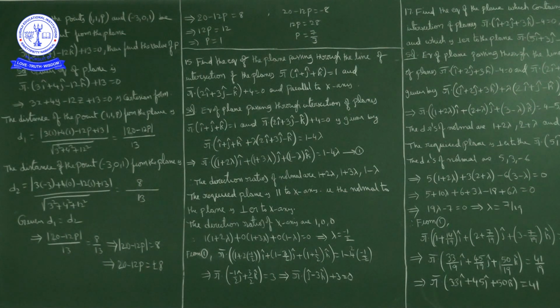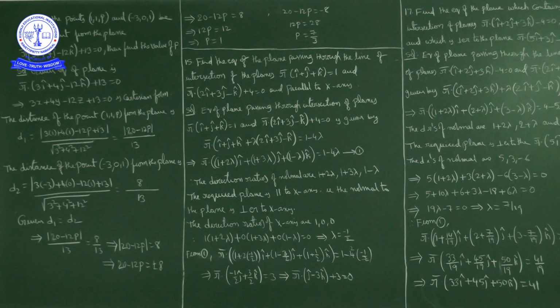My next question, number 15. Find the equation of plane passing through line of intersection of planes r bar dot i cap plus j cap plus k cap is equal to 1 and r bar dot 2i cap plus 3j cap minus k cap plus 4 equal to 0 and parallel to x axis. What is given here? Find the equation of plane passing through line of intersection of two planes.